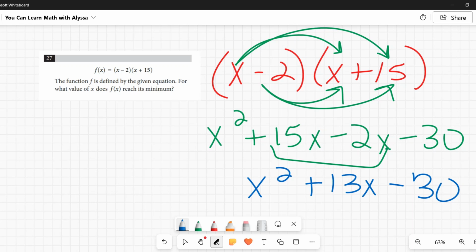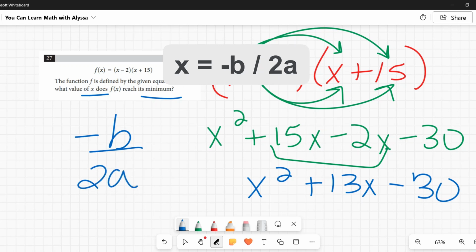Once you have the equation in this format, the easiest way to find out where the maximum or minimum, it is a minimum in this case, is to use the formula for the axis of symmetry. That will give you the x value of that minimum, and that's all they want. They want the x value. The formula for that is negative b over 2a.